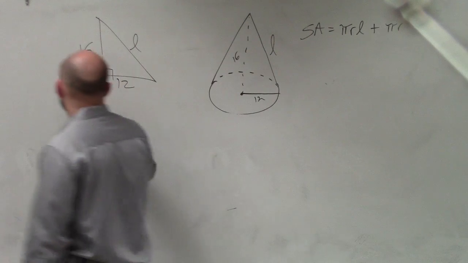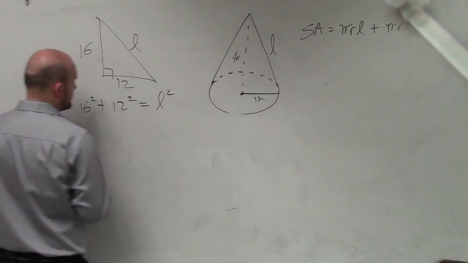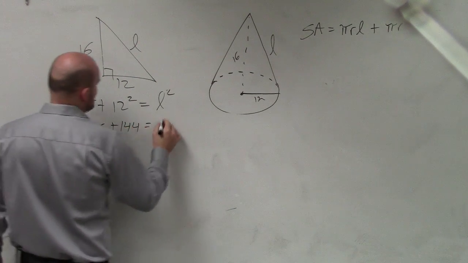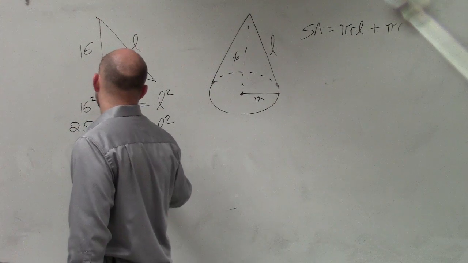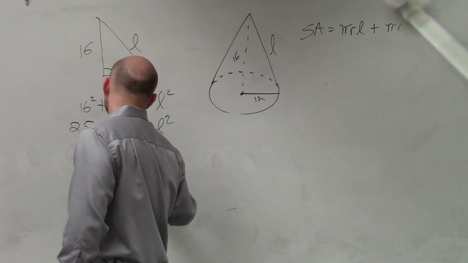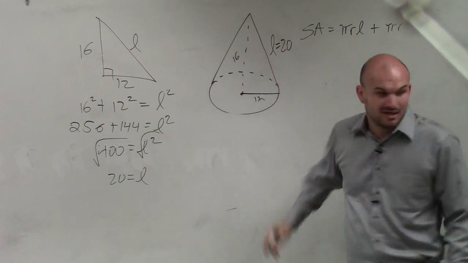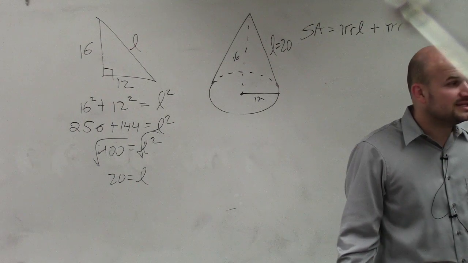So therefore, again, ladies and gentlemen, we can apply the Pythagorean theorem. So to do that, I say 16 squared plus 12 squared equals L squared. This is 256 plus 144 equals L squared. That adds up to 400 equals L squared. Square root, 20 equals L.